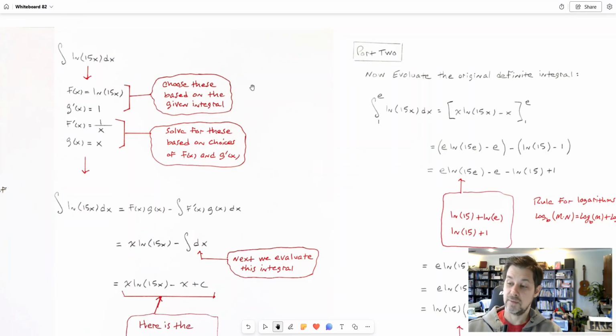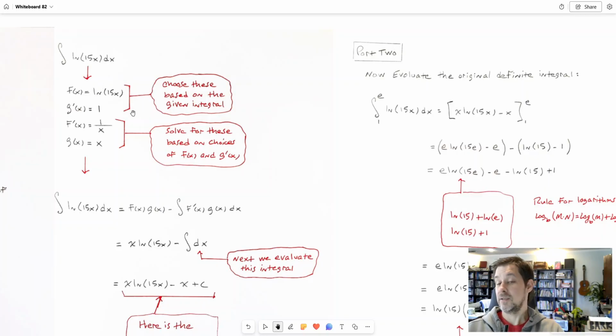Now, if we apply that strategy, we will choose our functions like this. Of the two functions given in that integral, one of them is natural log 15x, one of them is 1. f of x will be natural log of 15x, and g prime will be 1. Okay, so there I've made my choice. There's only two choices. The other choice would have been that f of x is 1 and g prime is natural log 15x. If you tried that, it won't work though. So this is the one that'll work.